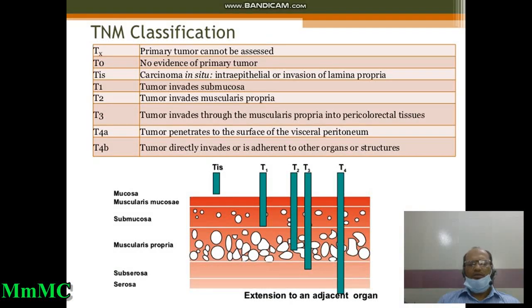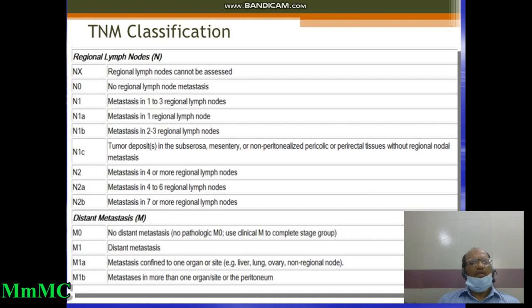এটা হলো T। N এর কথা যদি আমরা আসি, NX, lymph nodes cannot be assessed, N0 no regional lymph node metastasis, N1 metastasis in 1 to 3 regional lymph nodes, N2 metastasis in 4 or more regional lymph nodes. That is about the N.